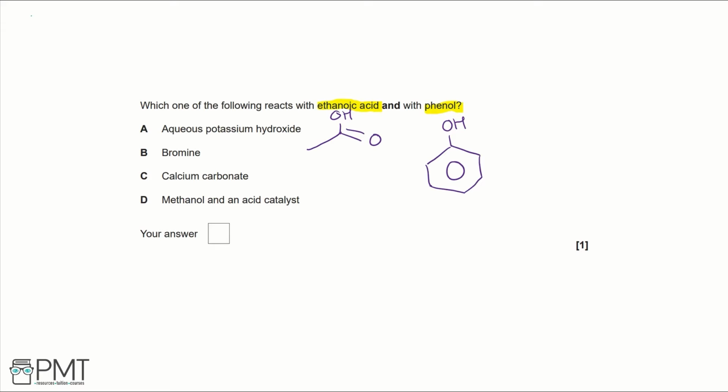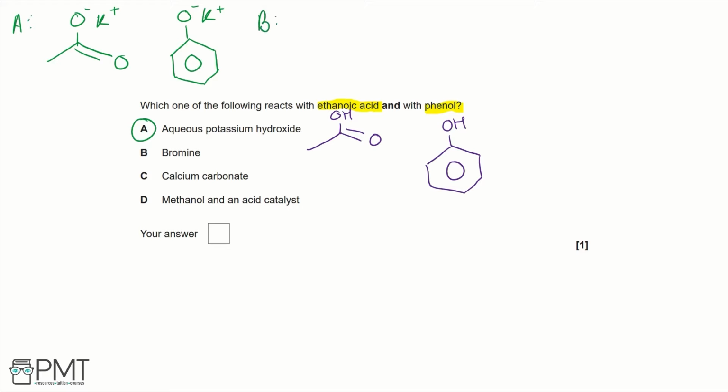So looking at A first, that's aqueous potassium hydroxide. It's going to form a carboxylate ion with ethanoic acid, where we have the double bond oxygen, but this OH becomes an O-, and then that can bond with the potassium positive ion from potassium hydroxide, so the K+. A similar thing will happen with phenol, where the O from the OH becomes O-, and then it bonds to the potassium ion. So A does react with both, so it's very likely that this is our answer.